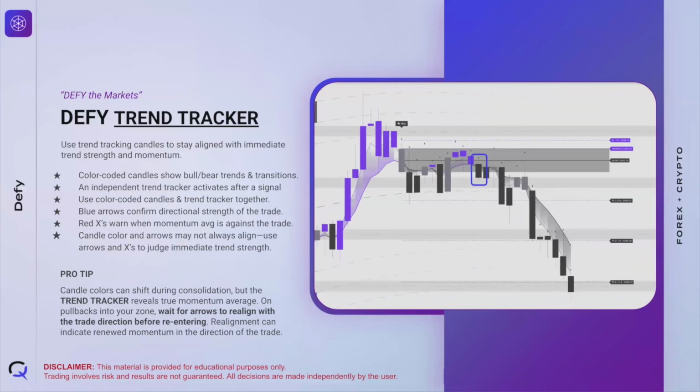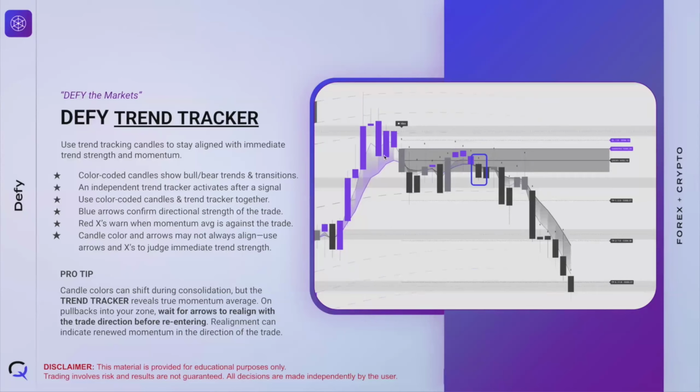Now from there, we have the trend tracker. So the trend tracker, what this does is this helps you to essentially stay in alignment and track the immediate trend strength and momentum once DeFi provides an idea for you. So these are also color coded, just like the rest of the system. It's an independent trend tracker. So these little arrows that you're going to see on the screen have nothing to do with the clouds, have nothing to do with the bands, have nothing to do with the key zones.